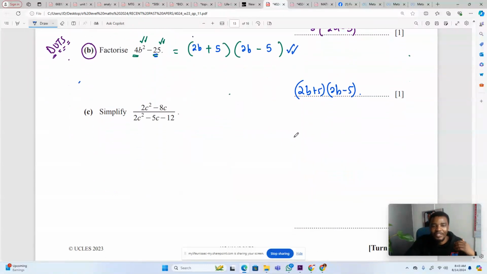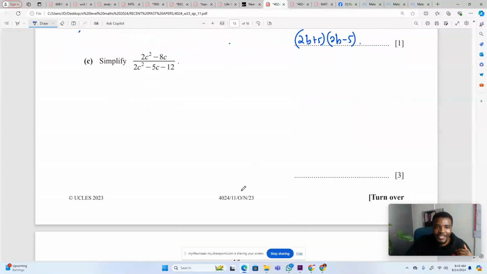Let's quickly move on to the last question. The last question looks a bit interesting. They say simplify 2c squared minus 8c, all over 2c squared minus 5c minus 12.